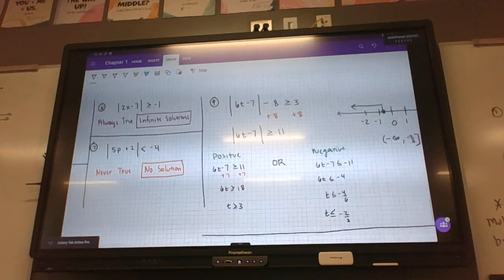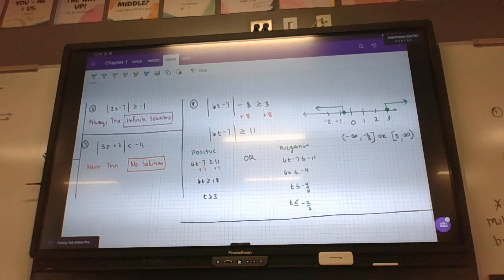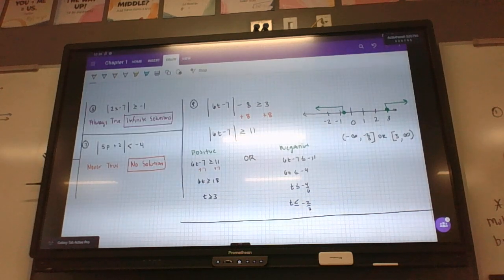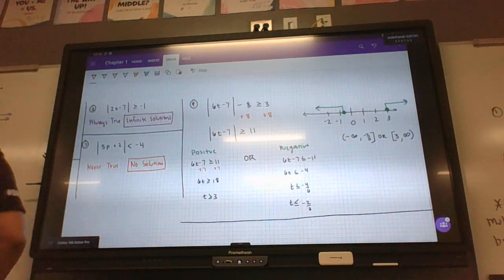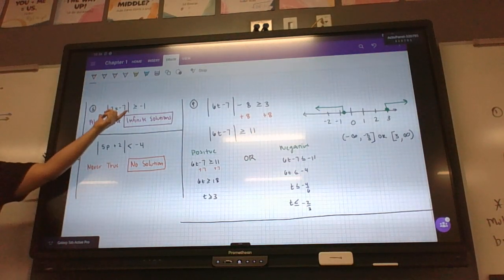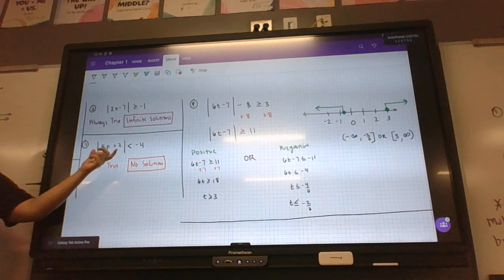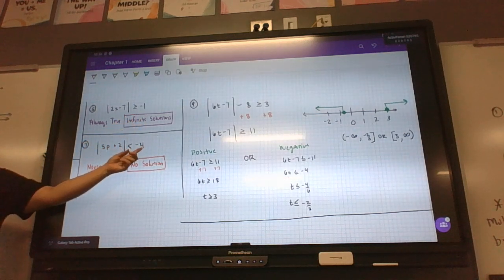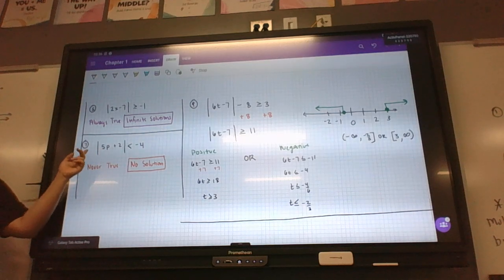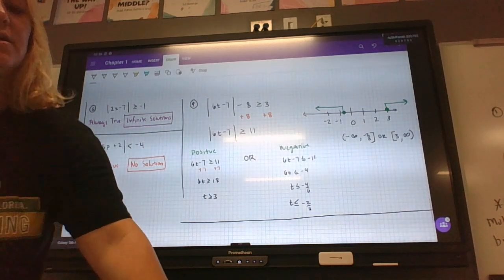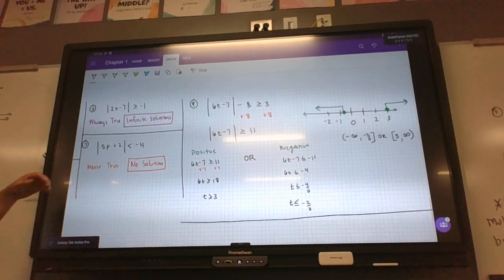Are you guys getting it? Yeah, these ones are more confusing. So 5 and 7 are these special ones. If you checked your answers, and I truly hope you did, this one shows greater than a negative, always true. This one shows less than a negative, and that's never true. That's impossible. Does it have a number in front of it? No, just like that. Okay.